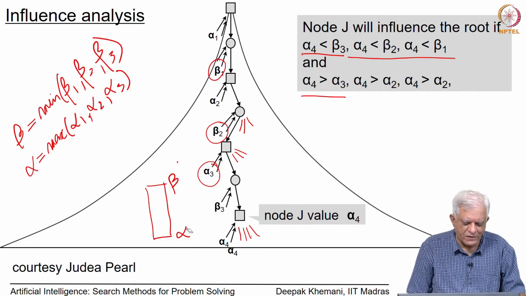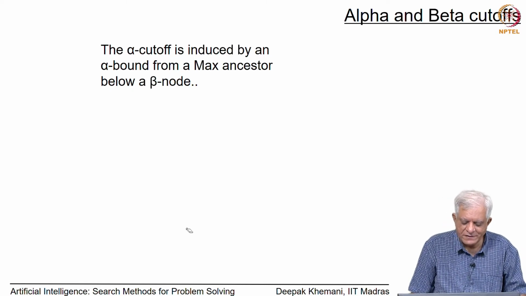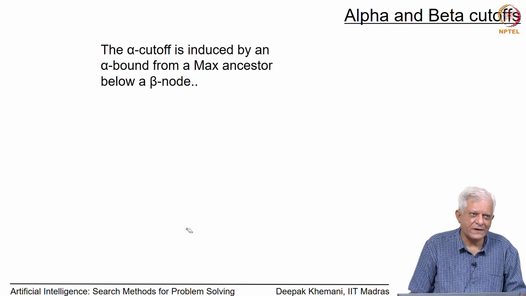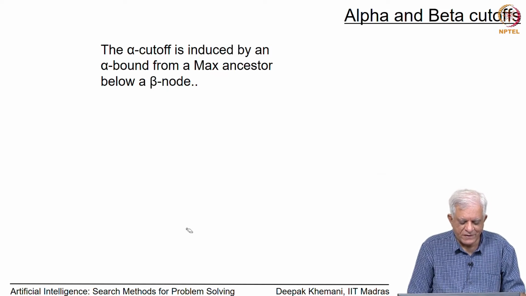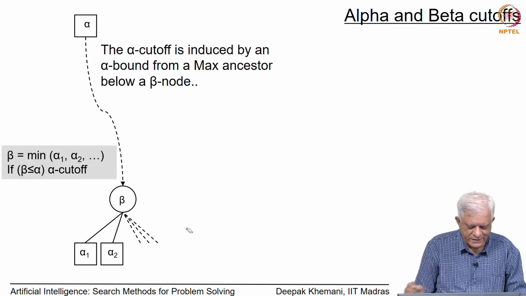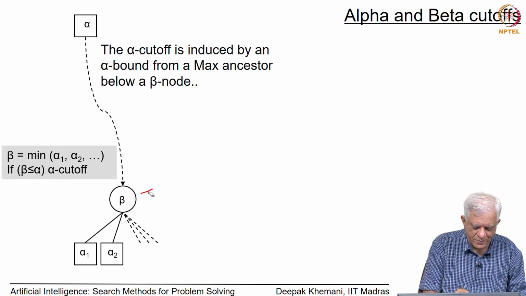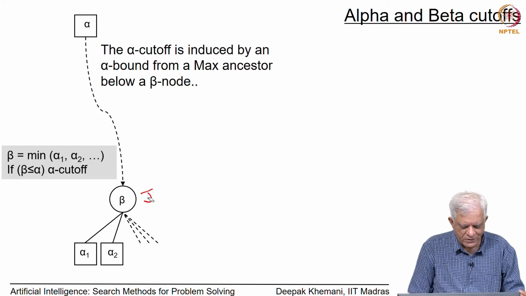So, there are two kinds of cutoffs. The alpha cutoff that we saw earlier in the case of the tic-tac-toe game is induced by an alpha bound from a max ancestor, and the alpha cutoff happens below a beta node essentially. So, if your situation is something like this, that you are exploring a beta node and this is the node j that you are exploring at this moment, and you have looked at some children alpha 1, alpha 2 and you are looking at other children and so on.